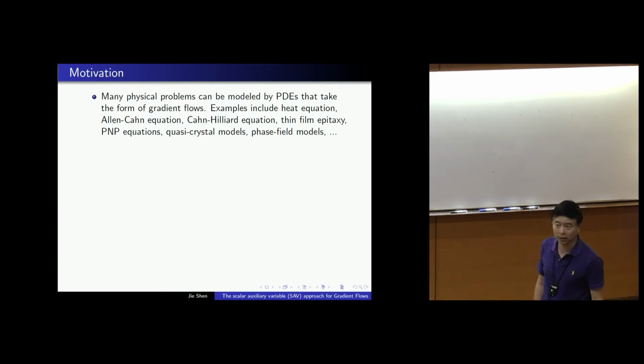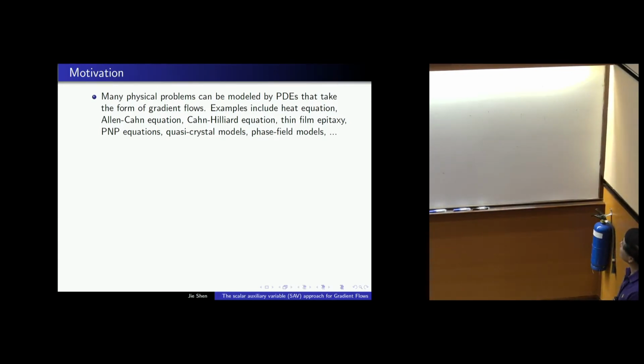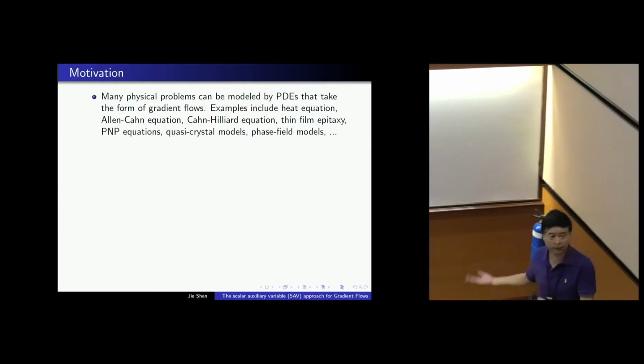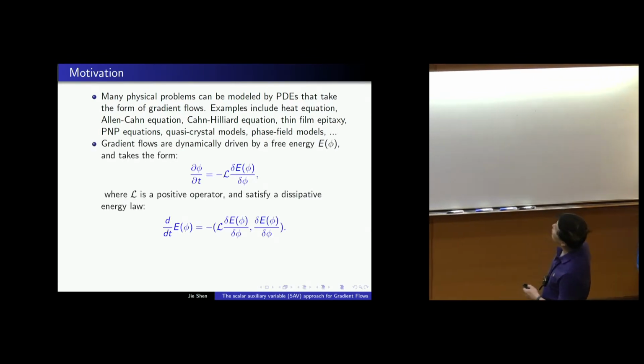So we have heard lots of talks. Gradient flows can be used to model many different physical problems. You start with the simplest, the heat equation, and we heard a lot about the Allen-Cahn equation, Cahn-Hilliard equation, Swift-Hohenberg, PFC, and PNP equations, and most importantly, almost all the phase field models can be interpreted as a gradient flow.